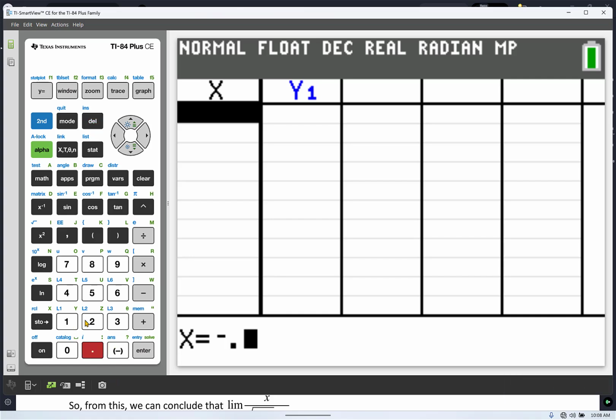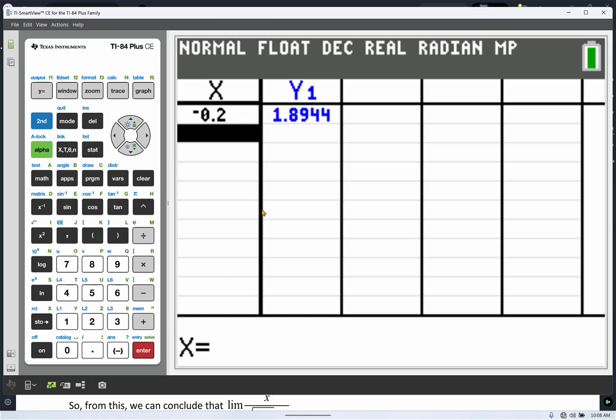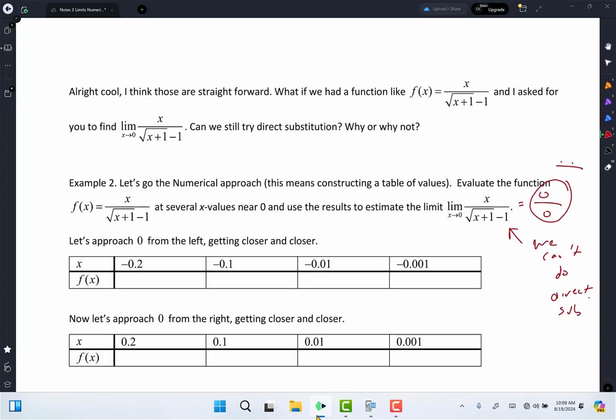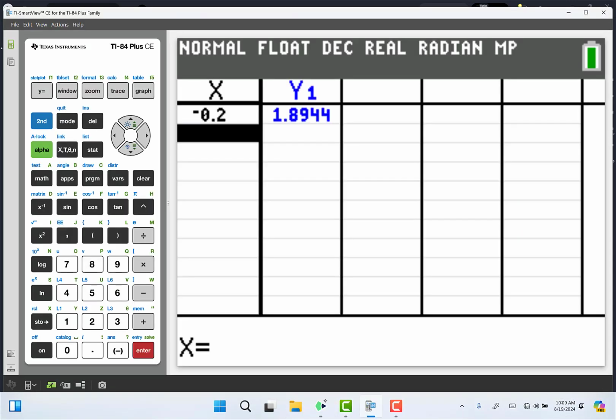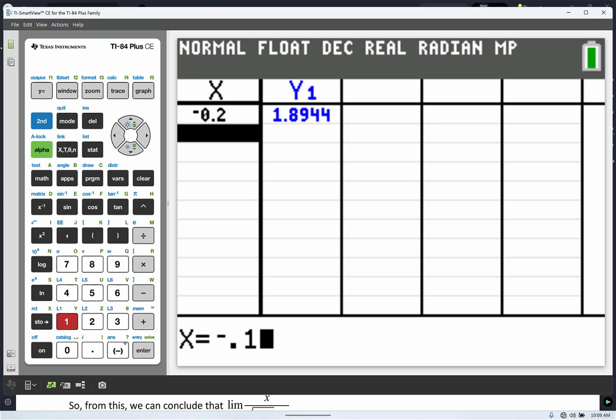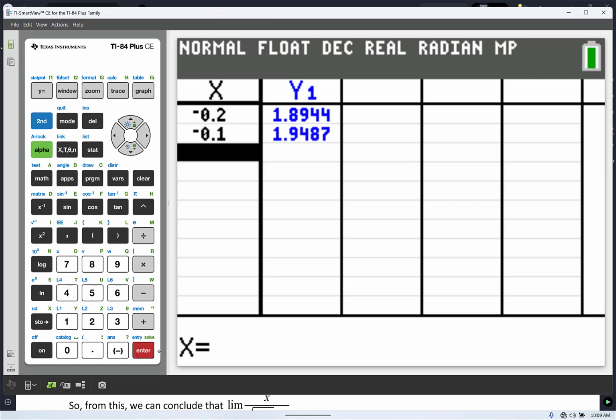So I'm going to go negative 0.2, negative 0.2, enter. And I get 1.8944. Put that in there. 1.8944. And all I'm doing is getting closer and closer to 0, guys. This is coming from the left. See? Negative 0.1. So negative 0.1. Put 1.9487.